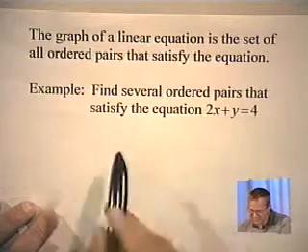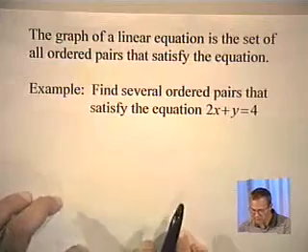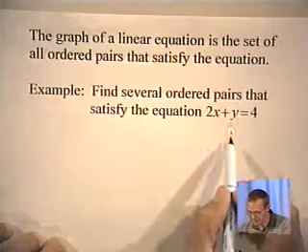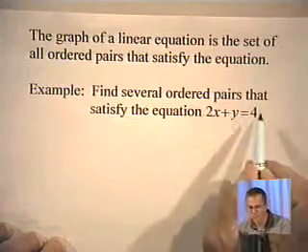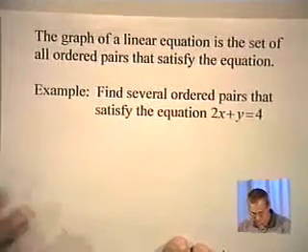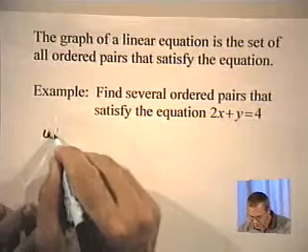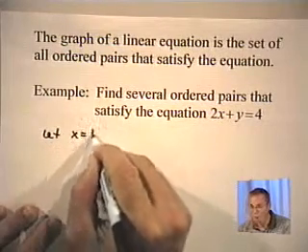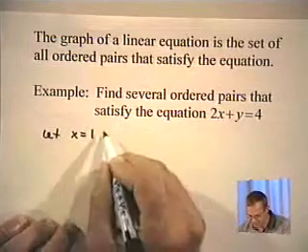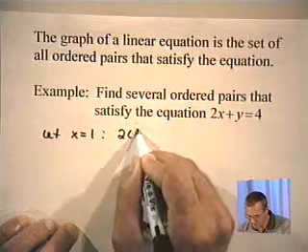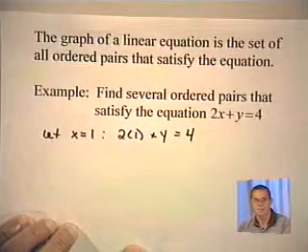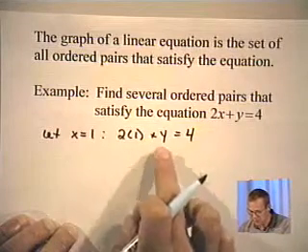And what we mean by satisfy the equation is we want to find some x values and some y values that we can plug into here, and that the equation will equal 4. Well, I'm just going to randomly find a couple. Let's just let x equal 1. Let's see what happens if I plug a 1 in for x. Notice the equation becomes fairly simple. I just need to find out what my y value is.